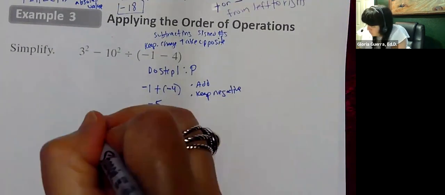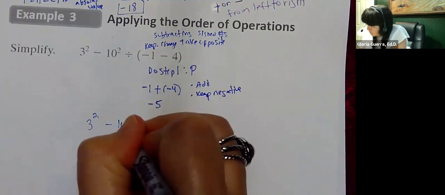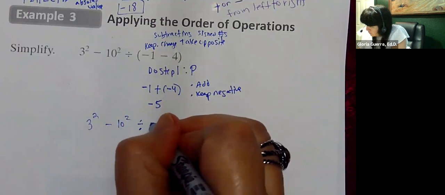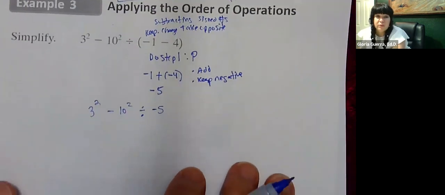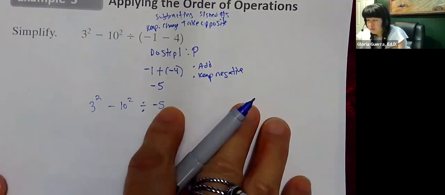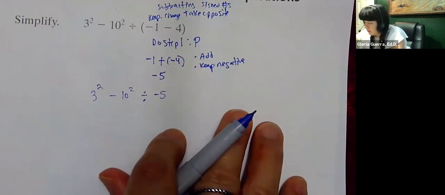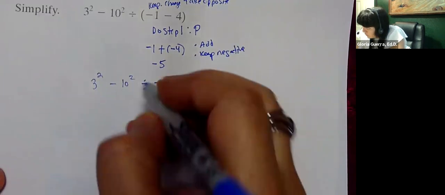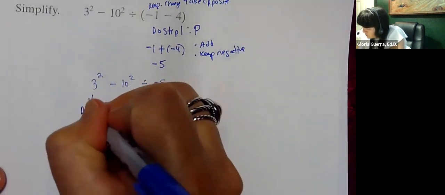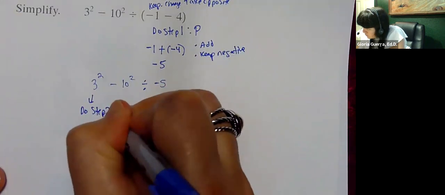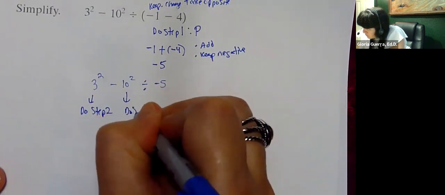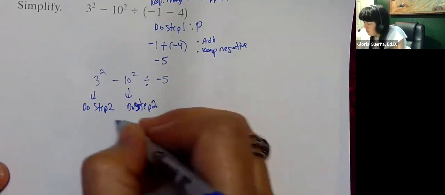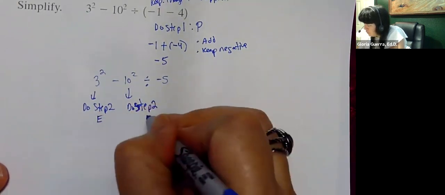So now you have 3 squared minus 10 squared divided by a negative 5. You can put the parentheses, but you don't have to. The parentheses are just attention grabbers: hey, look at me, I'm a negative number. Okay, so it's a negative 5. Now you're going to do your step 2, and step 2 has to do with E for exponents.